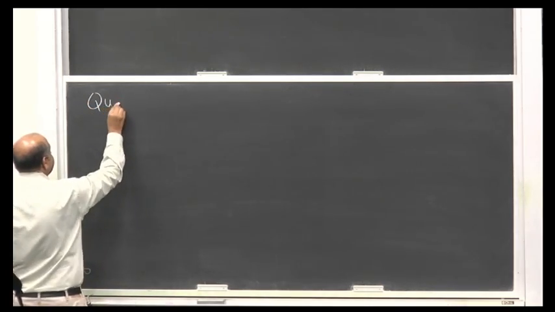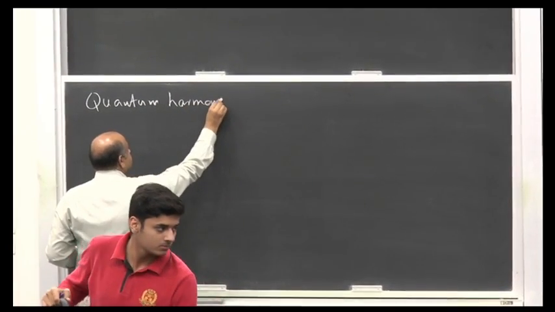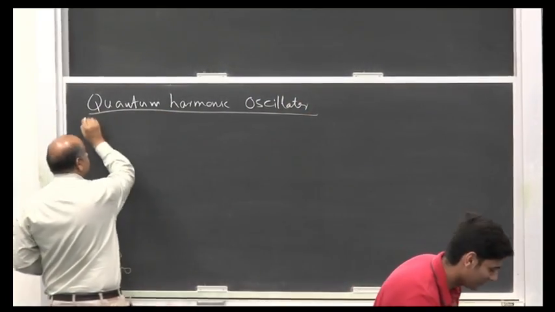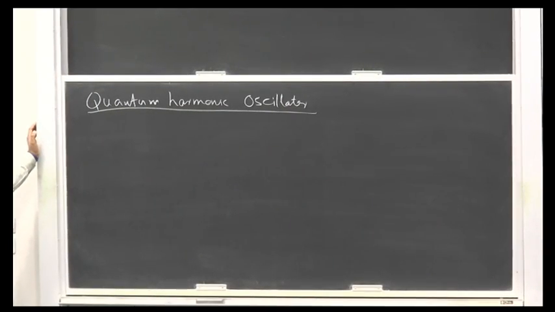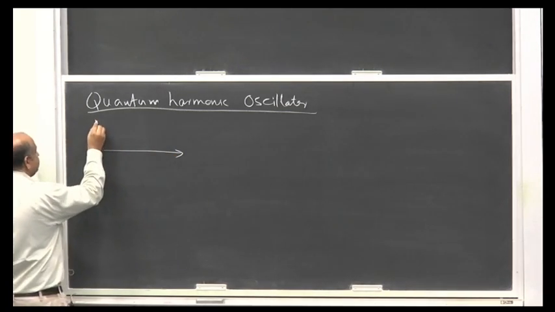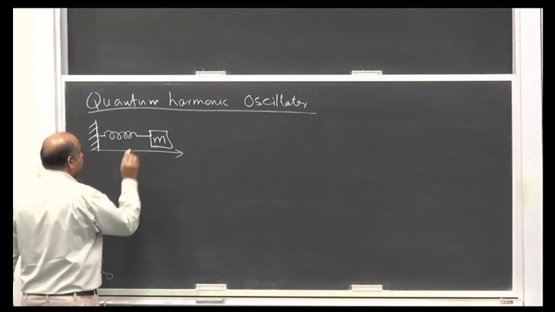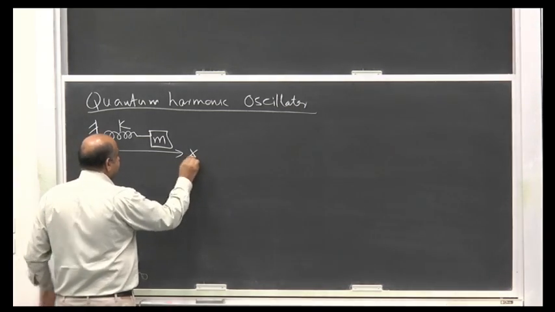But today we will actually discuss what we call a quantum harmonic oscillator. And this is the generalization of the harmonic oscillator that you already studied in your classical mechanics. So you can represent it using this: let's say we have a mass M attached to a spring K, and this, let's say, is the x-axis.